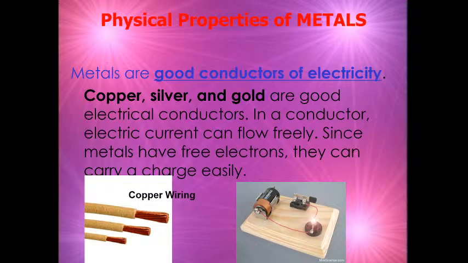So copper, silver, gold, all three come under what? Good conductors of electricity. In a conductor, electric current can flow freely because metal possesses free electrons, and for conduction of electricity, they should have either free electrons or ions. Metals have clouds of free electrons. Due to the presence of free electrons, they conduct electricity because they can carry a charge easily.